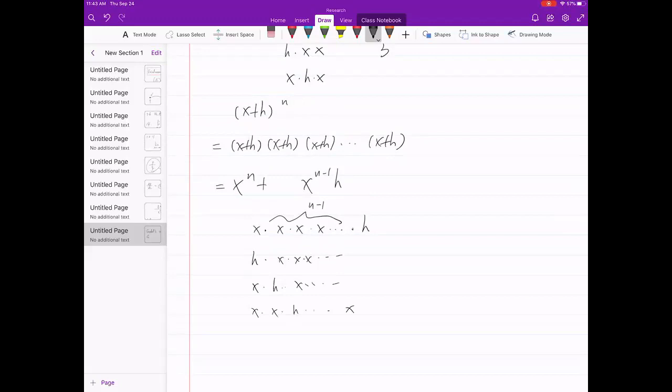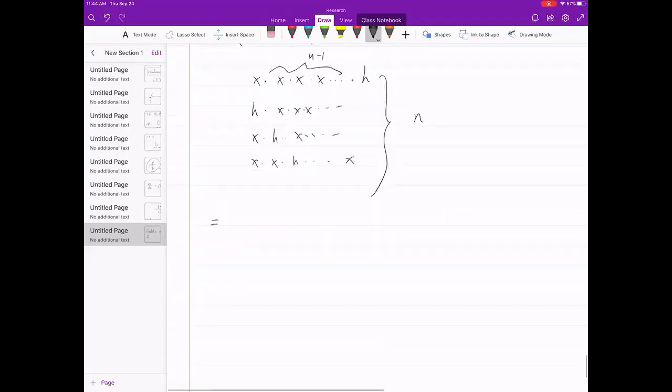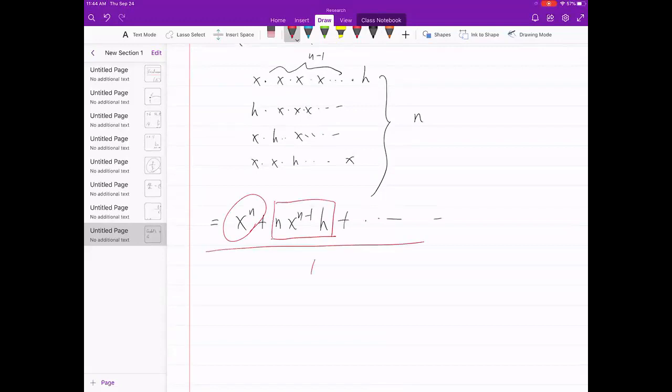How many possible ways are there? Well, h can come from the first, the second, the third, the fourth, the fifth, how many different possibilities? Because I have n intervals. H happens for once. It can happen from the first, second. I have n possibilities. Combine them. It's going to be x to the n plus n times x^(n-1) h plus the rest, which I don't care, and this one will be gone, which I don't care, and this will be my derivative, one side divided by h.